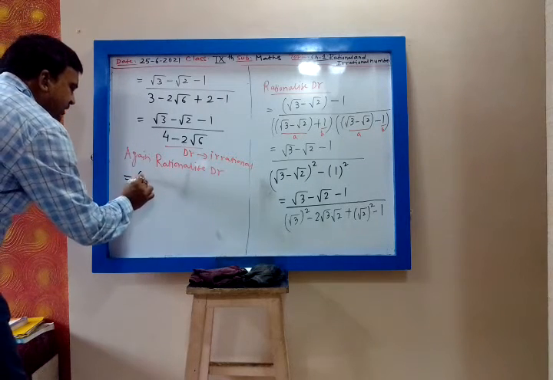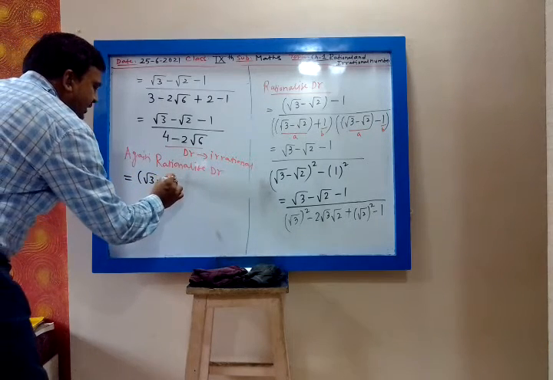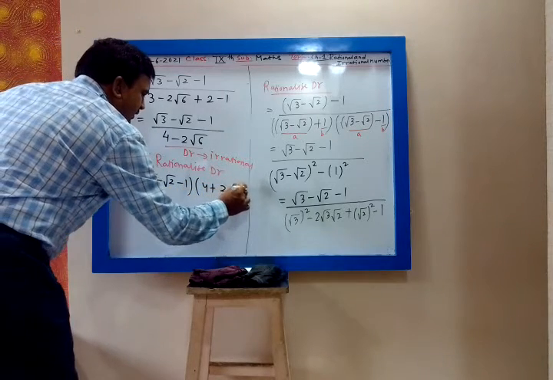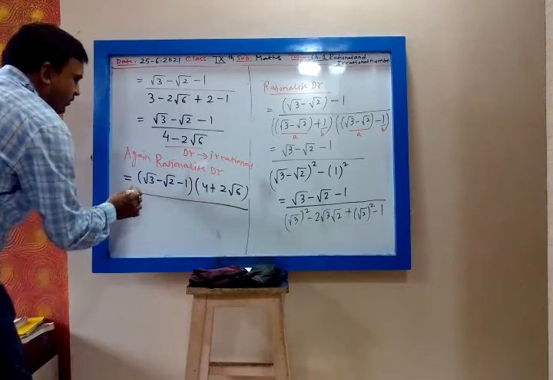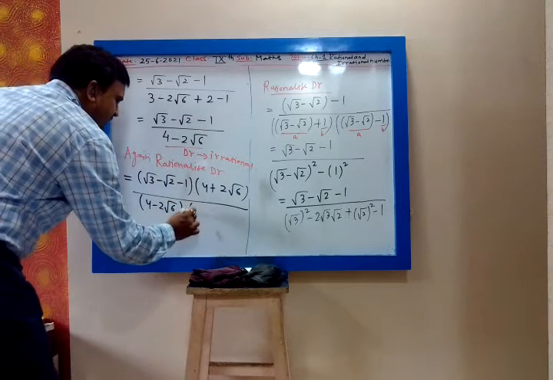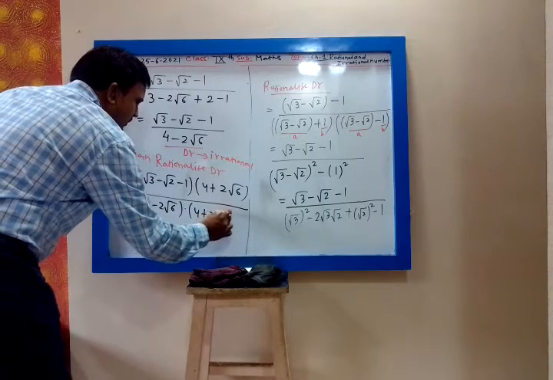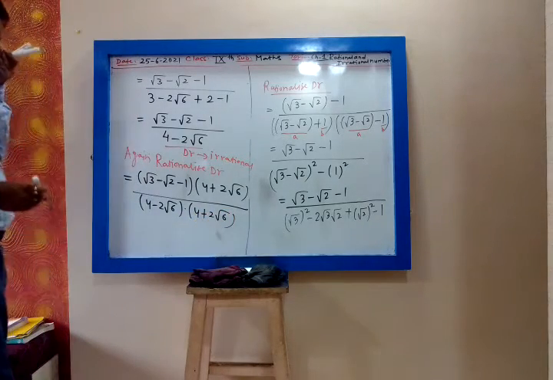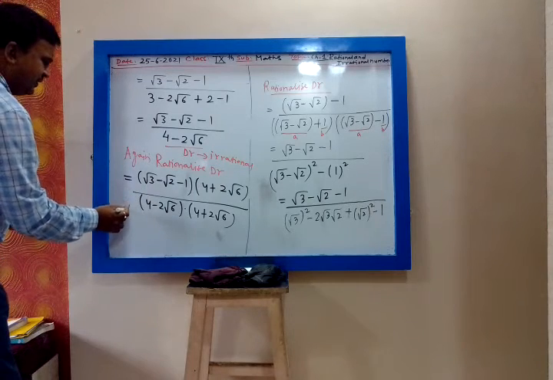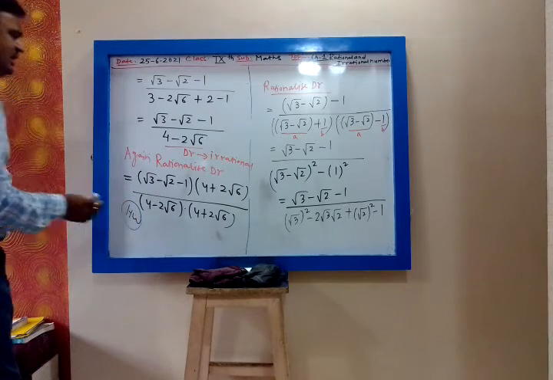So that will be root 3 minus root 2 minus 1 into 4 plus 2 root 6, upon 4 minus 2 root 6 into 4 plus 2 root 6. Now further calculation I am giving as homework, you can simplify.